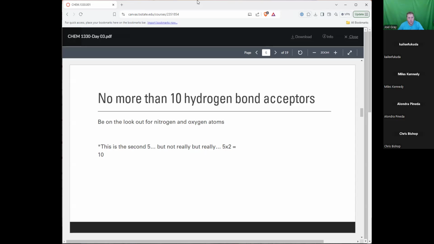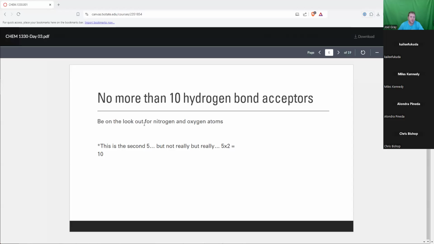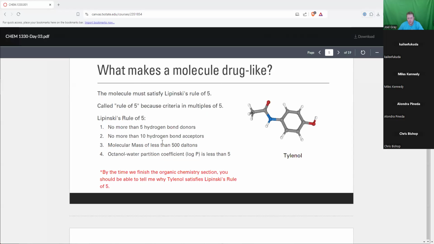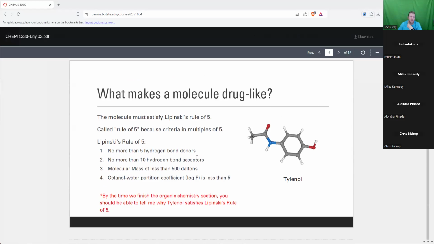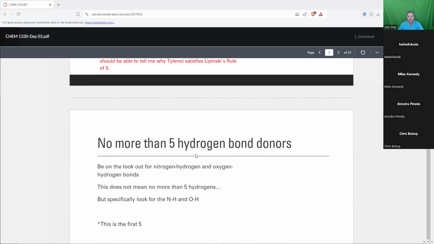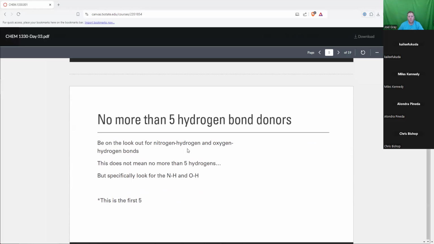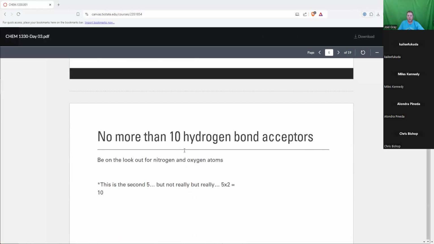Now, can you determine if a molecule satisfies all of Lipinski's rule of 5? Well, if you can identify hydrogen bonds, you're halfway there. The octanol water partition coefficient, that's something you can't calculate. I'll give you that. I'll give you a structure and say, calculate the molar mass or the molecular mass of this molecule, and then it has a log P of 4. So I want you to be able to do that.